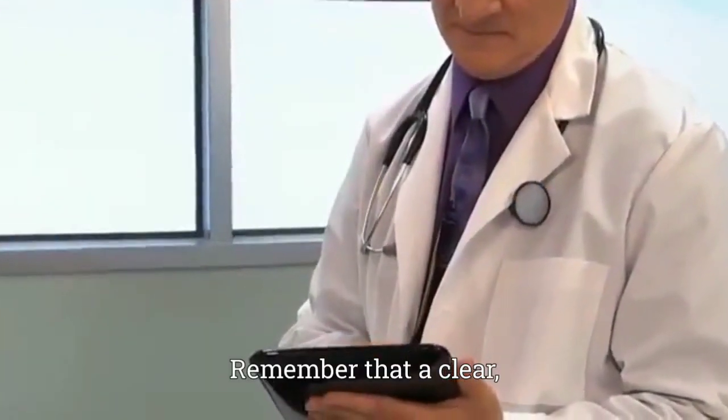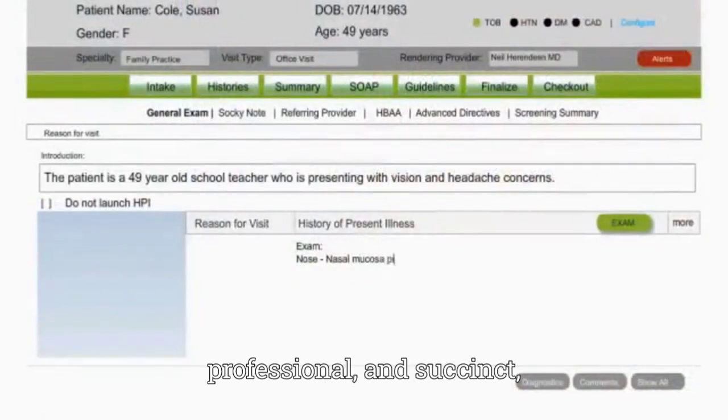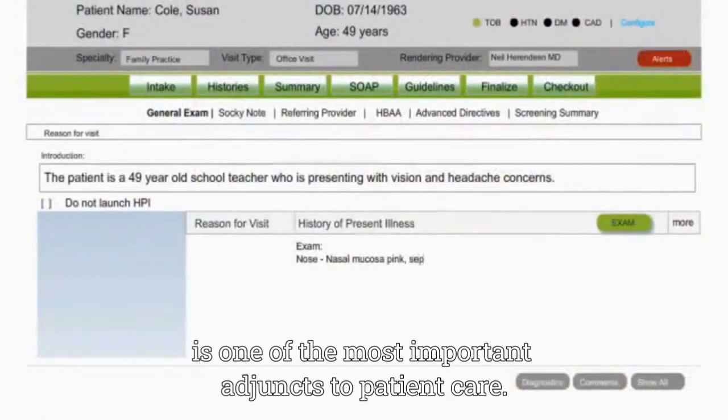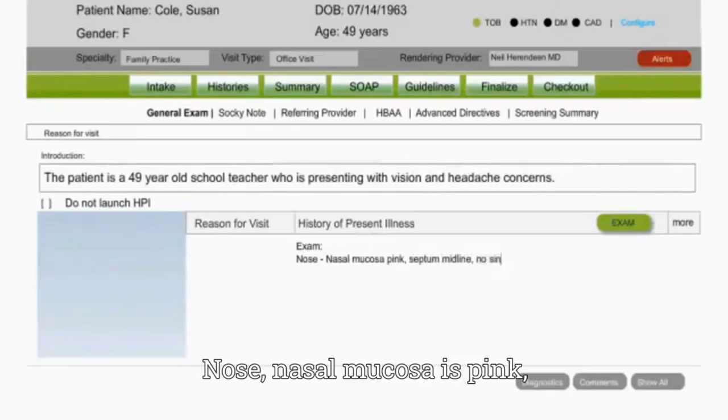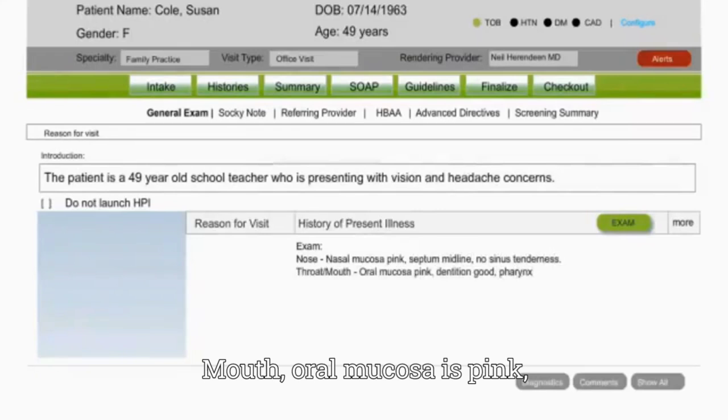Remember that a clear, well-organized clinical record, employing language that is neutral, professional, and succinct, is one of the most important adjuncts to patient care. Nose, nasal mucosa is pink, septum midline, no sinus tenderness. Mouth, oral mucosa is pink, no caries, dentition is good.